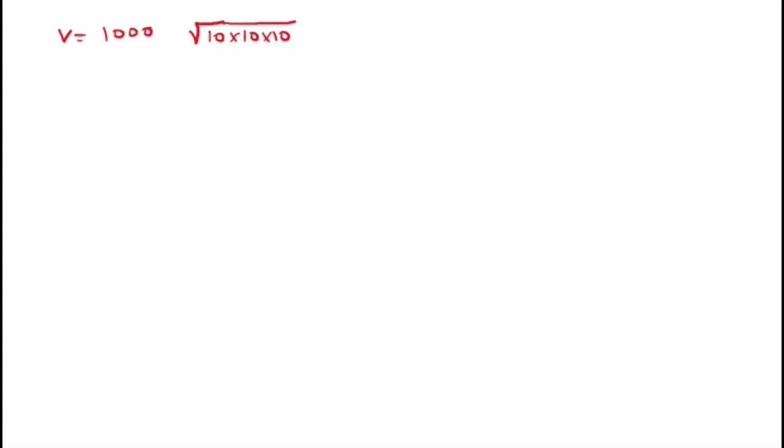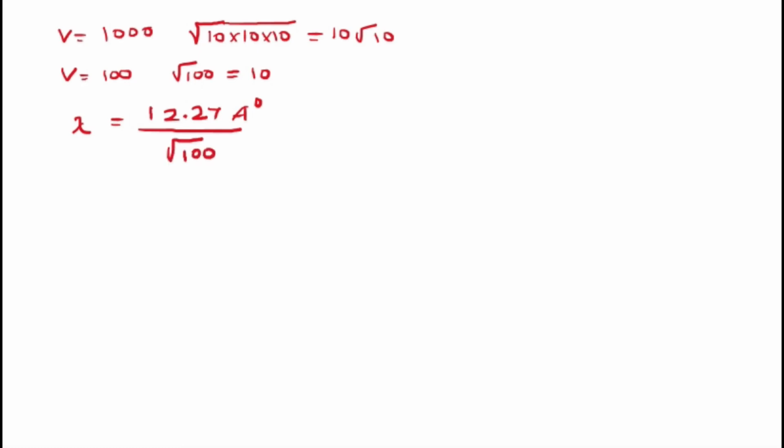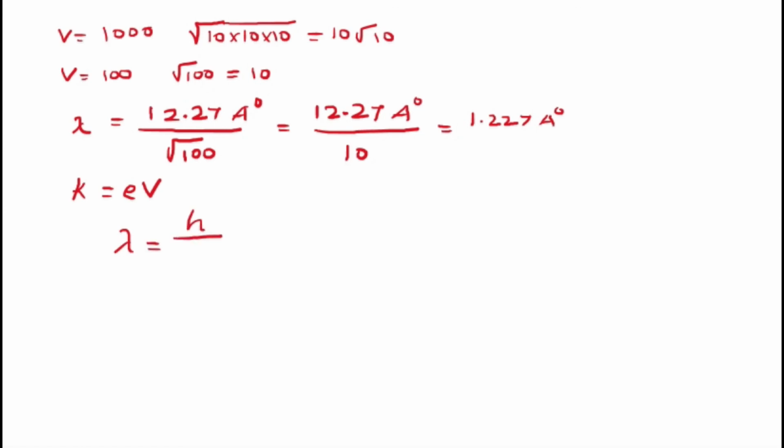And if V is taken as 100 volt, then root 100 is 10. So substituting the value, lambda is equal to 12.27 Angstrom divided by root 100, and we get 12.27 Angstrom divided by 10, that is equal to 1.227 Angstrom wavelength. If kinetic energy K is equal to eV, substituting the value, lambda is equal to h divided by root of 2mK. This is the de Broglie wavelength associated with an electron.